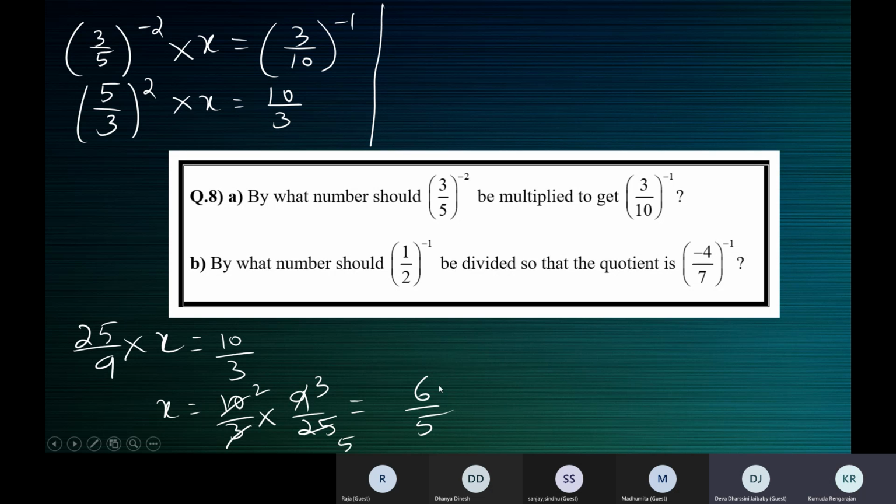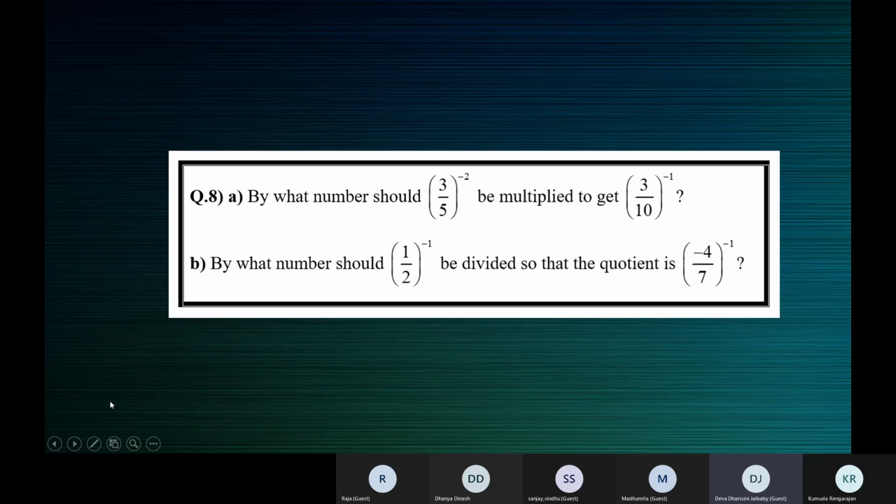Let's try the next one. Similar method, children. By what number should 1 by 2 to the power minus 1 be divided so that the quotient is minus 4 by 7 to the power minus 1?